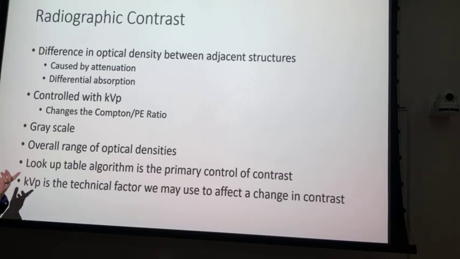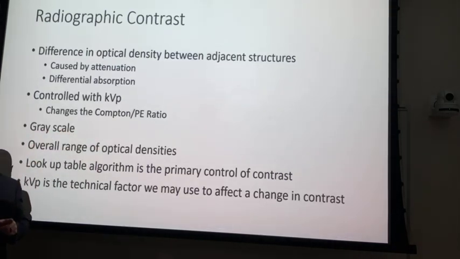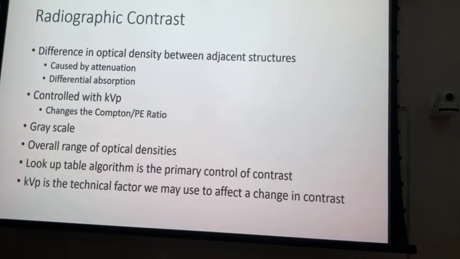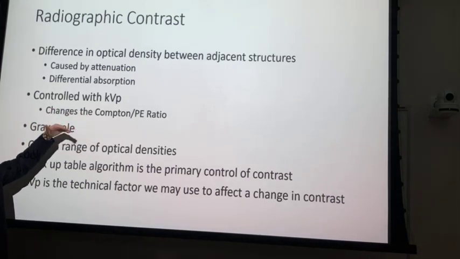That difference in absorption is what gives you the radiographic contrast. All right, so you have to have differences in patient density in order to give you differences in radiographic density, which is your contrast. So again, your computer algorithm is truly what controls it. But the technical factor, and that's what you need to be looking for on your test questions, is the technical factor you would use to affect a change in differential absorption. The technical factor that you would use to affect a change in radiographic contrast is kVp.